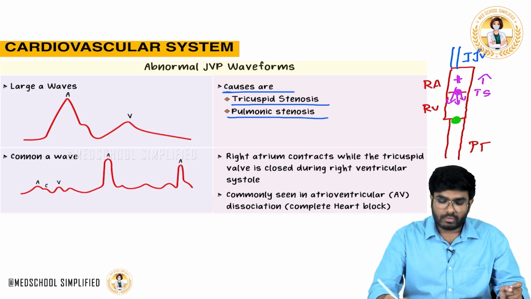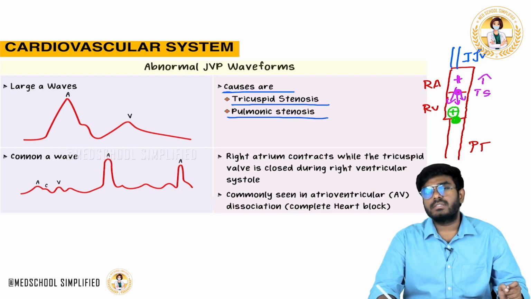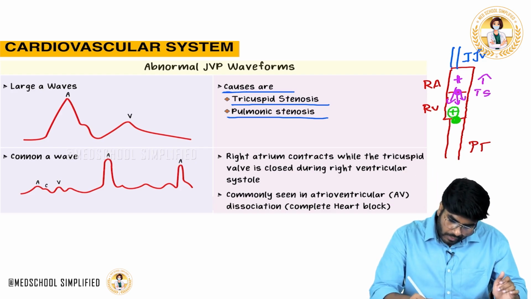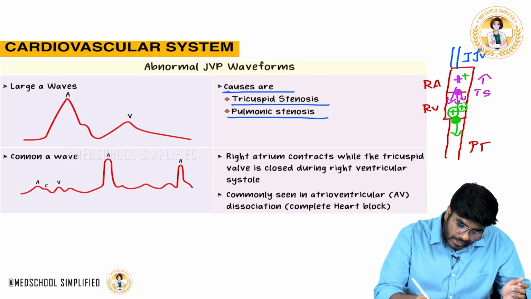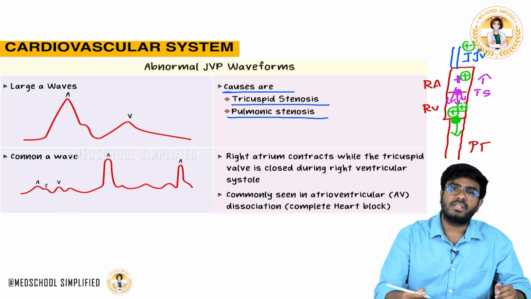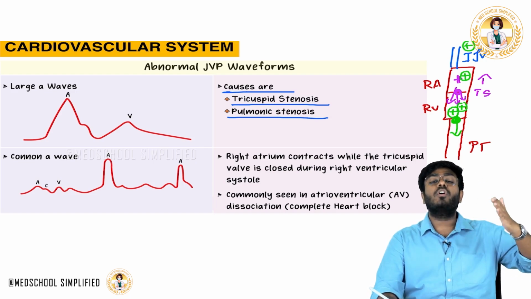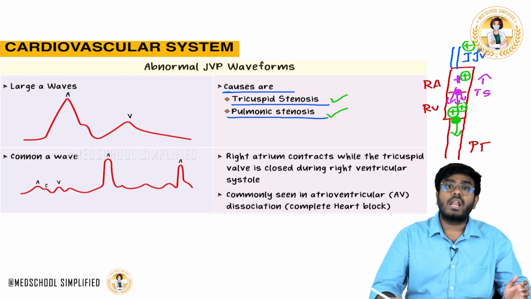When the pulmonary valve is stenosed, right ventricular pressure increases, or not? Right ventricular pressure increases. The blood is not moving forward. So now right ventricular pressure increases. When right ventricular pressure increases, automatically we know right atrial pressure increases. When right atrial pressure increases, automatically internal jugular venous pressure increases. Why? Because there is backflow of pressures. So in tricuspid stenosis and pulmonic stenosis, there are large A waves.